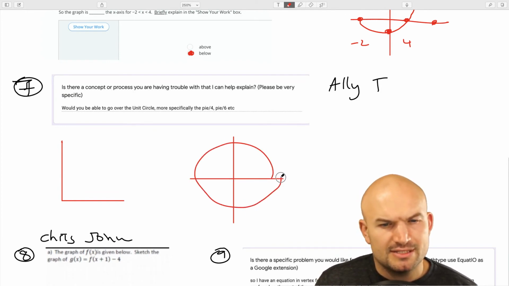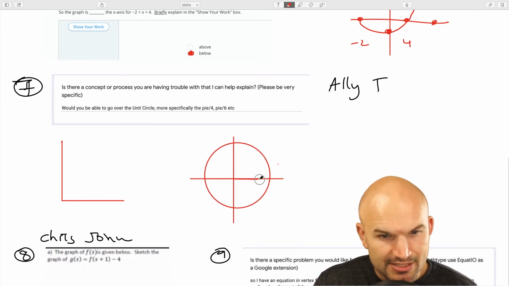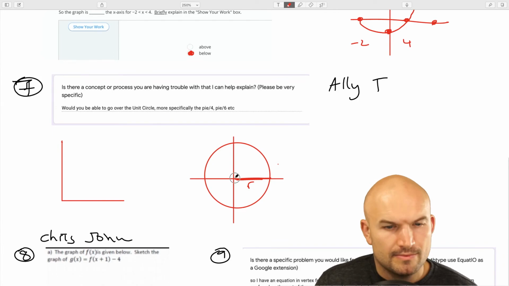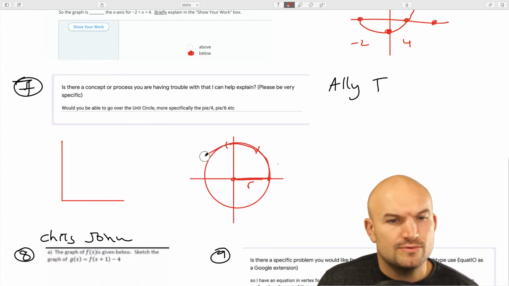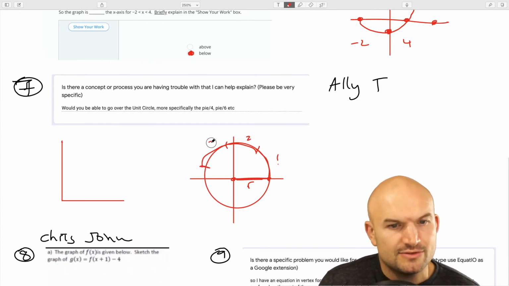So let's talk about this a different way. All right, so here's a circle, right? And here's your radius. Then one radian will be 1, 2, 3, right? Something like that. So 1 radian, 2 radians, 3 radians.